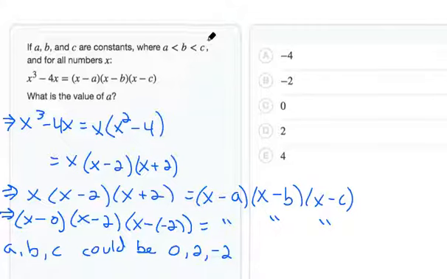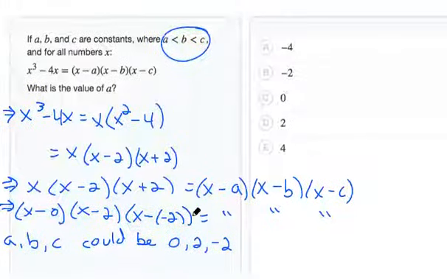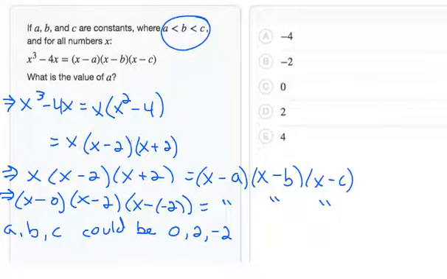Now, we are given the order of a, b, and c, and that should allow us to figure out which is which. Let's scroll down just a little bit to give us more space. We're told that a is less than b, which is less than c, so we can order these numbers and figure out which variable is which number. The smallest of these would be negative 2, then we would have 0, and next in line would be positive 2. So these must line up.